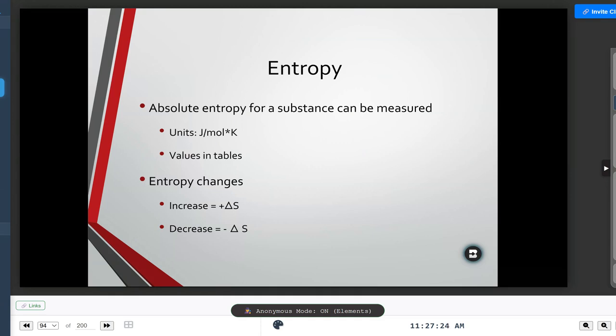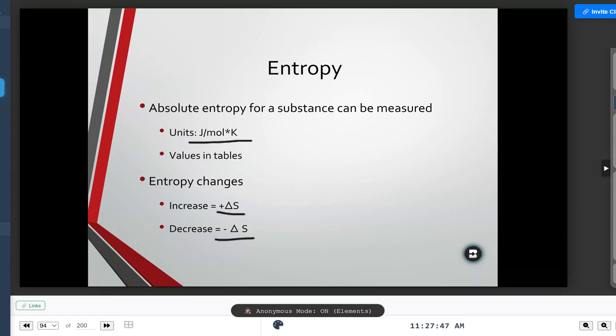So when we talk about our entropy, we are going to be measuring our entropy in the units of joules per mole Kelvin. And we'll be pulling some of these values from tables. And when we talk about entropy changes, an increase in entropy will be a positive delta S, a decrease in entropy will be a negative delta S. Okay.